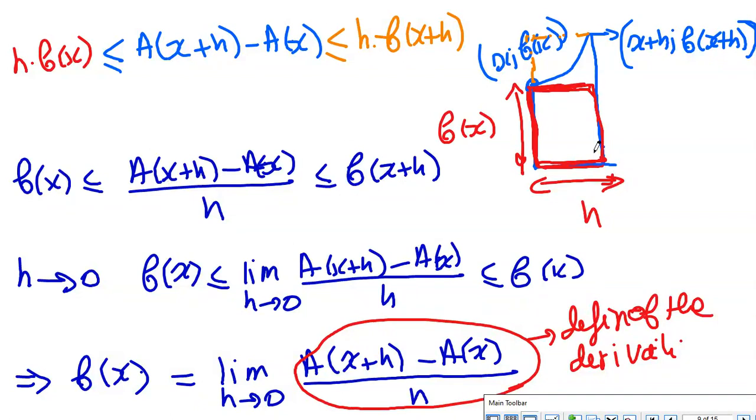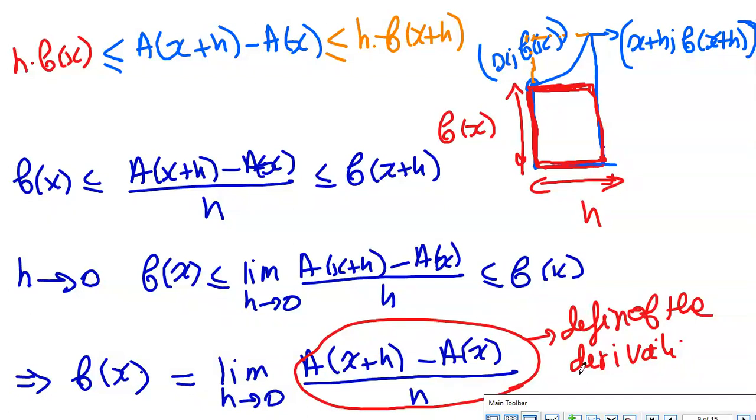And now, when h is tending to 0, when I'm moving h to 0, so if I'm moving this till this part here, what will happen to f of x plus h? It's going to become f of x. And here, when h tends to 0, I'm doing the limit of A of x plus h minus A of x over h. Where did I see this before? We saw this before. What does the limit of f of x plus h minus f of x over h mean? It's the definition of the derivative.